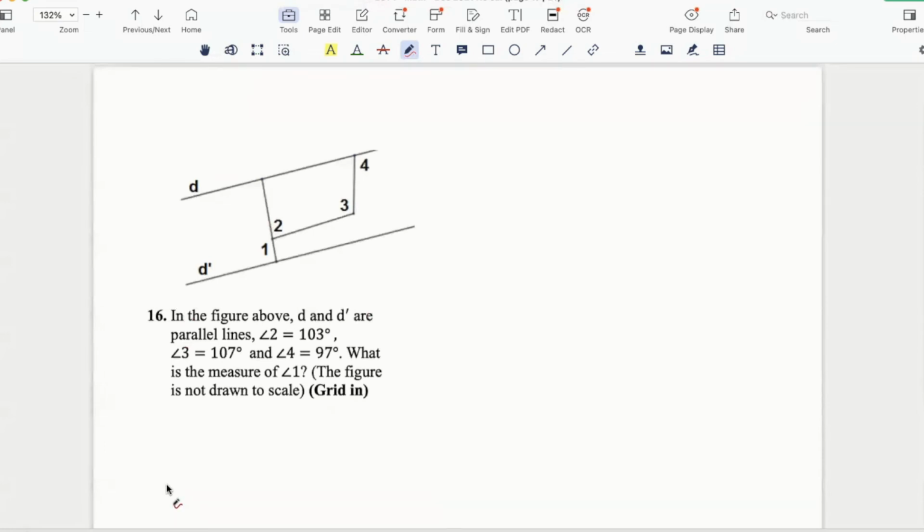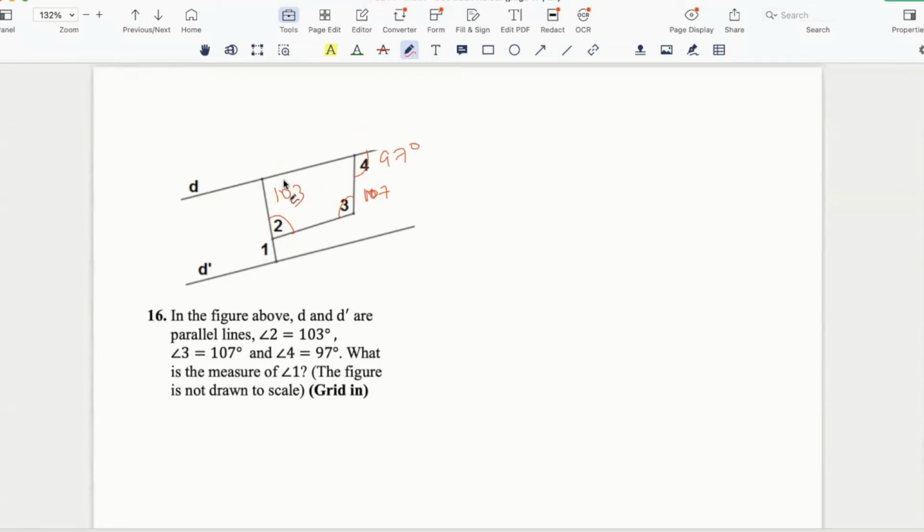In the figure above, D and D' are parallel lines. Angle 2 is 103. This is 103. Angle 3 is 107. Okay, 107. And angle 4 is 97. What is the measure of angle 1?